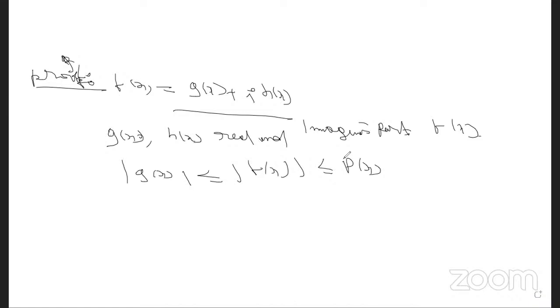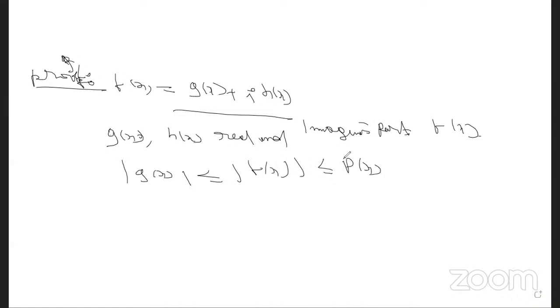Since for each x belongs to M, g of ix plus i h of ix is f of ix, that equals i of f of x, that is i of g of x plus i of h of x, that equals minus h of x plus i g of x, where h of x equals minus g of ix for x belongs to capital M. Similarly, g is a real valued linear functional defined on M, such that g of x is less than or equal to p of x for all x belongs to capital M.